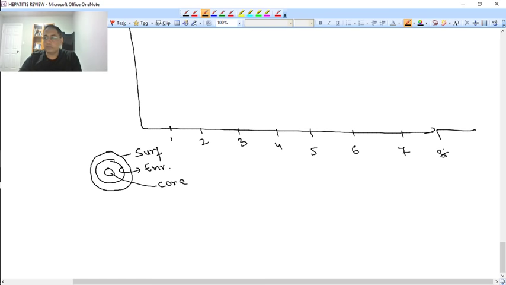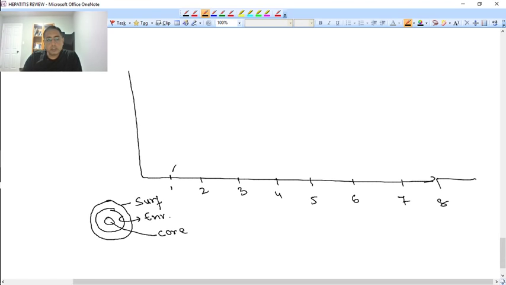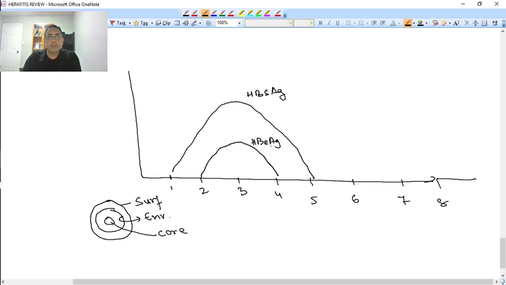From week 1, the hepatitis B surface antigen, HBs antigen, would start increasing, from 1 to 5. Next, from 2 to 4, we have a rise in hepatitis B E antigen. So please remember, first to come is surface antigen, next to come is E antigen. Hepatitis core antigen is usually not detectable. So that's about the antigen.